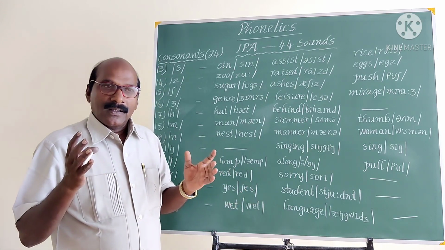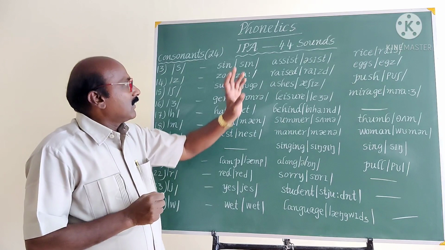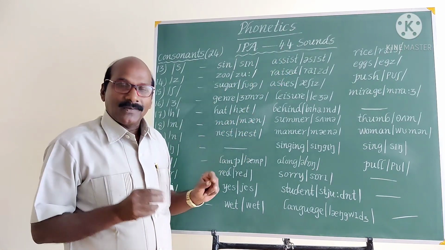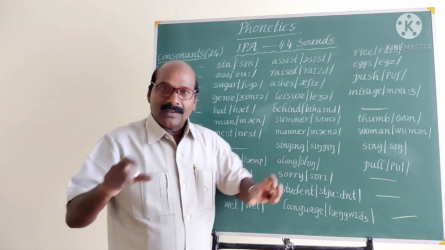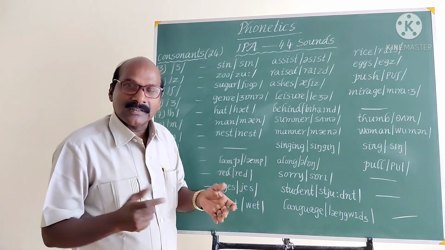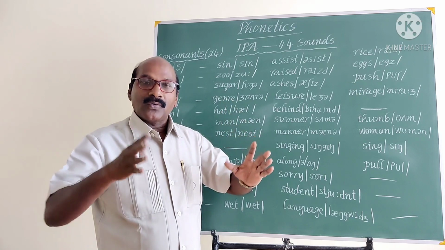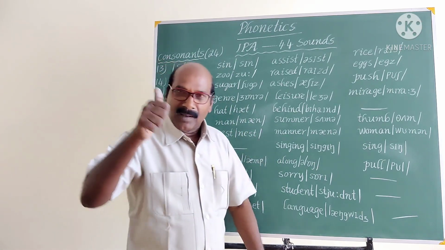If you are thorough with these 44 symbols, these 44 sounds, you can speak good English without the help of others by simply referring to the dictionary, the standard dictionaries like Oxford Advanced Learner's Dictionary. You can learn how to pronounce a number of words. And that's the end of the topic. Happy learning!